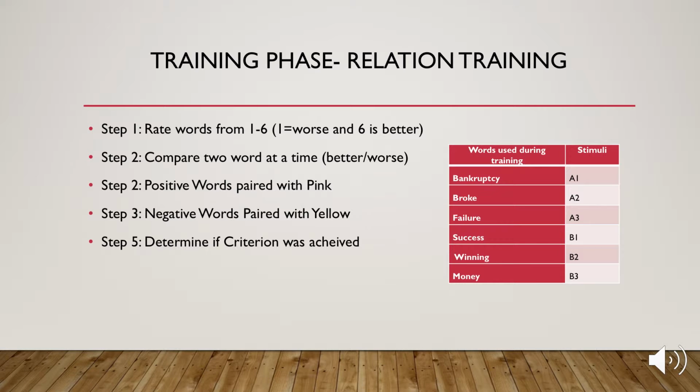After that, those positive words, or those words that made them feel better, were then paired with the color pink. So on the pink poster board, if we determined that that was the better word, we would set it on the pink poster board. Negative words, if we determined which one was the negative word or the worst word, we would put that on the yellow poster board. Once it was determined that criterion was achieved, we moved on to the post-training testing.